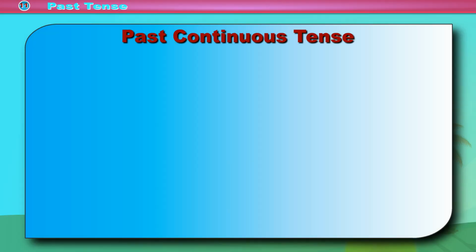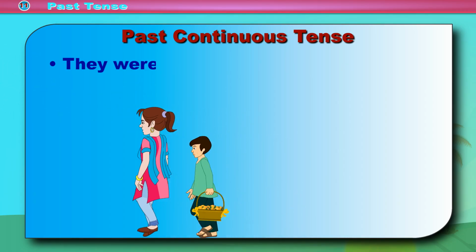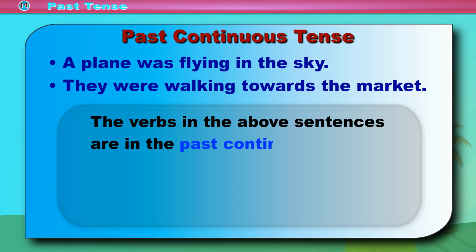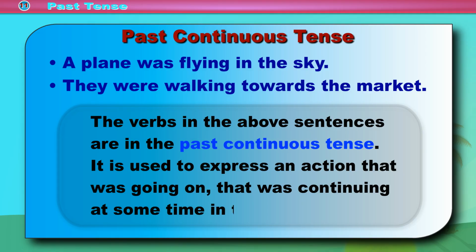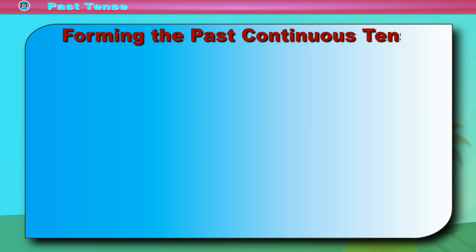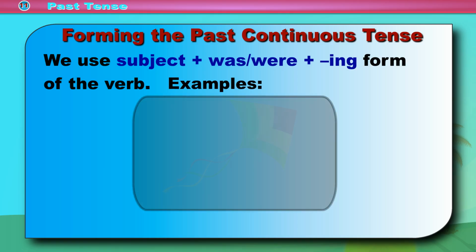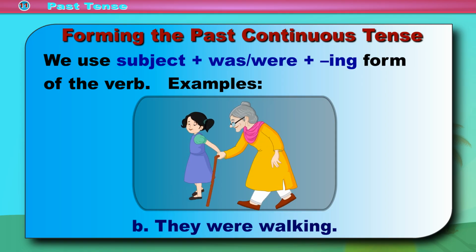Past continuous tense. A plane was flying in the sky. They were walking towards the market. The verbs in the above sentences are in the past continuous tense. It is used to express an action that was going on, that was continuing at some time in the past, forming the past continuous tense. We use subject plus was/were plus ing form of the verb. Examples: A. The kite was flying. B. They were walking.